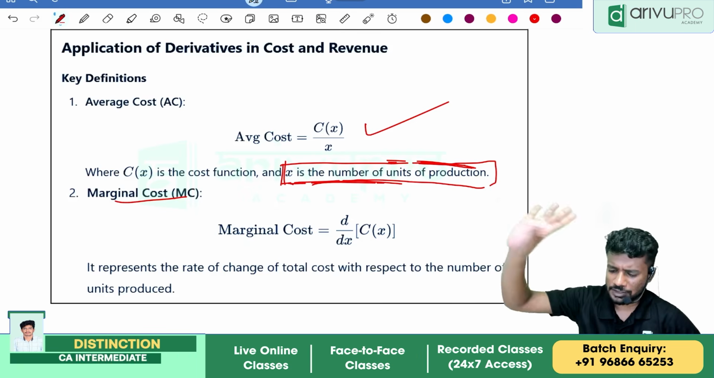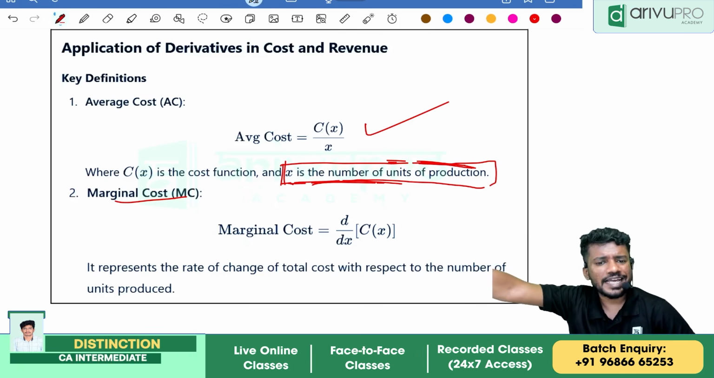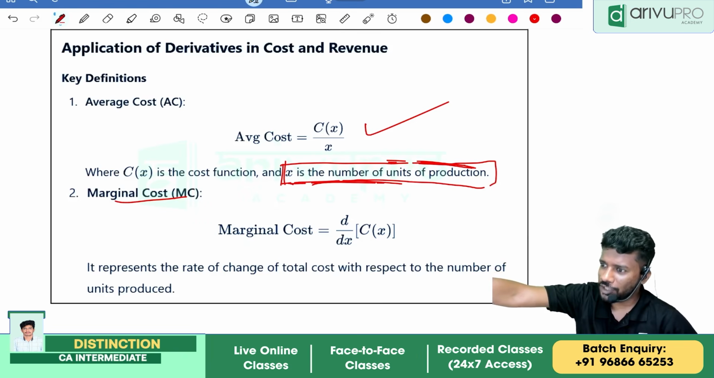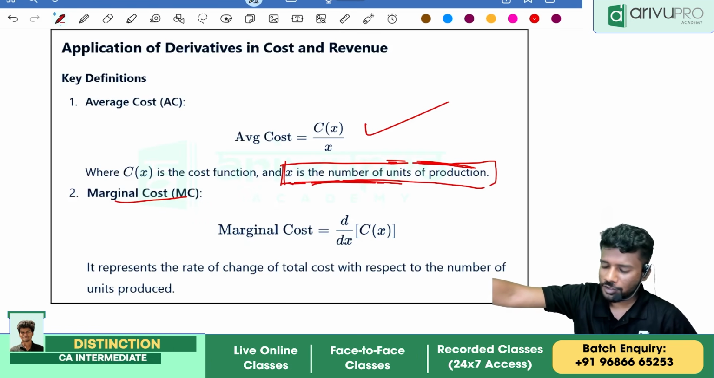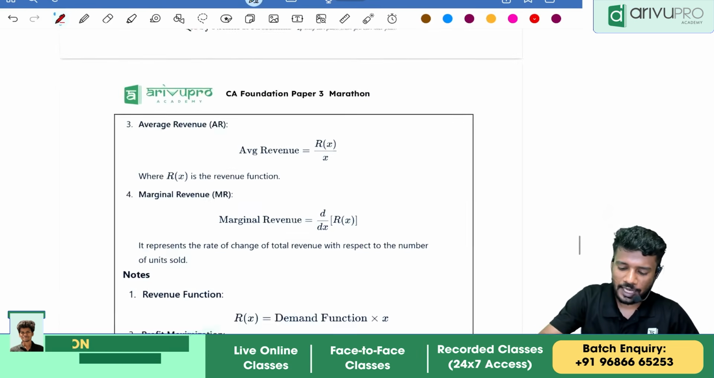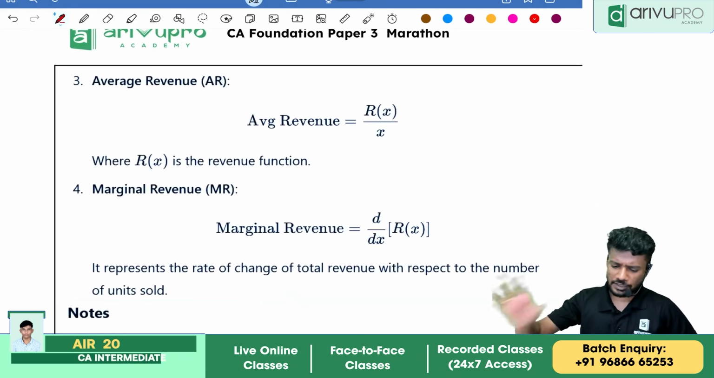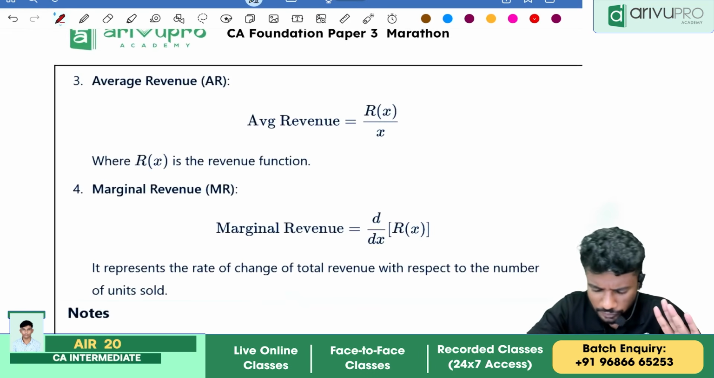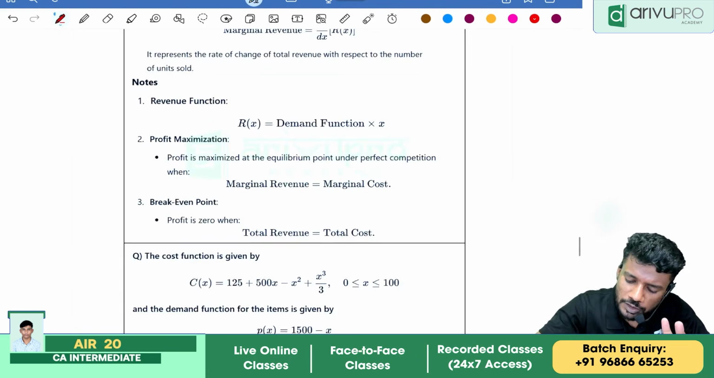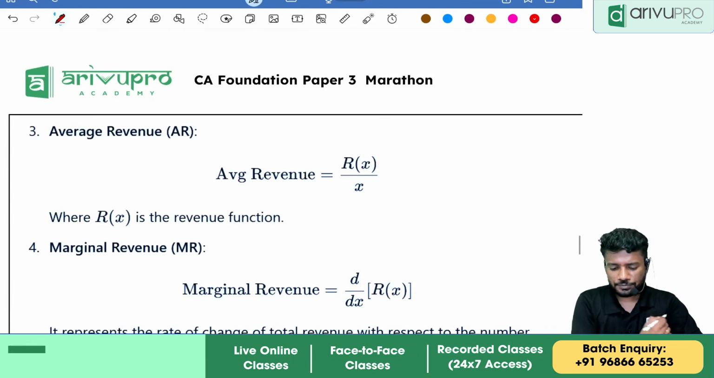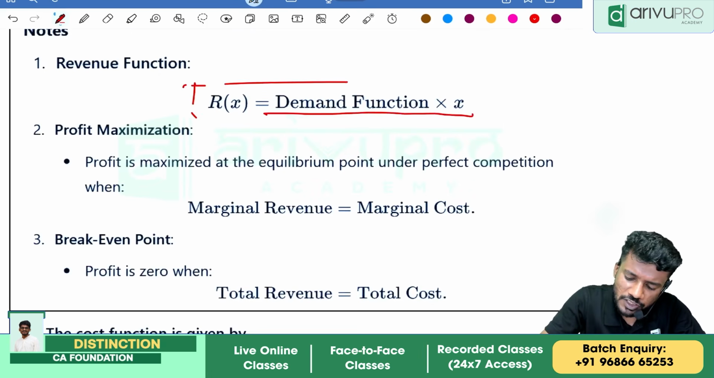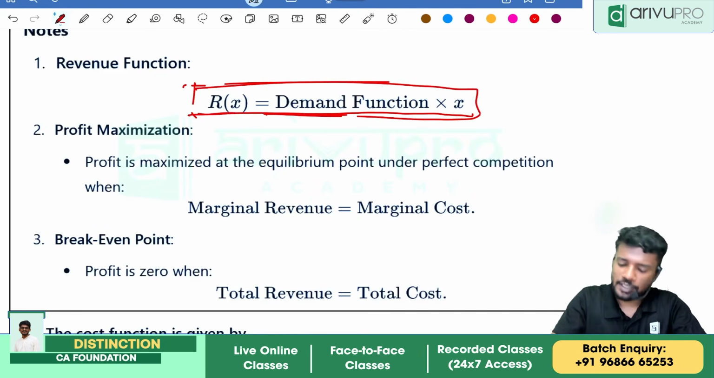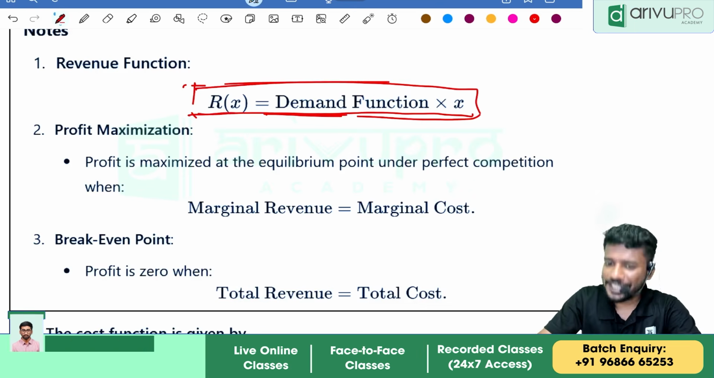Now I will ask you the same question with respect to revenue. What is average revenue? Revenue function divided by x, that is R of x by x. What is marginal revenue? The derivative of the revenue function. Then finally, some important terms. Revenue function is also called demand function into x. Keep a note of this.